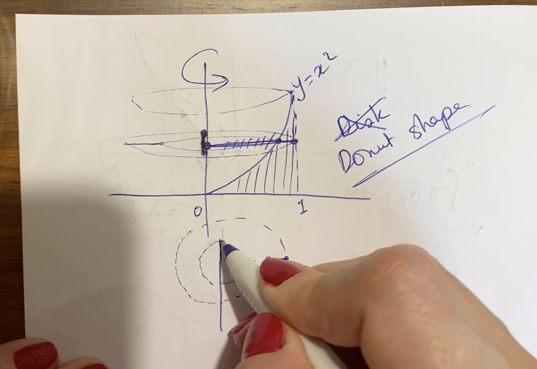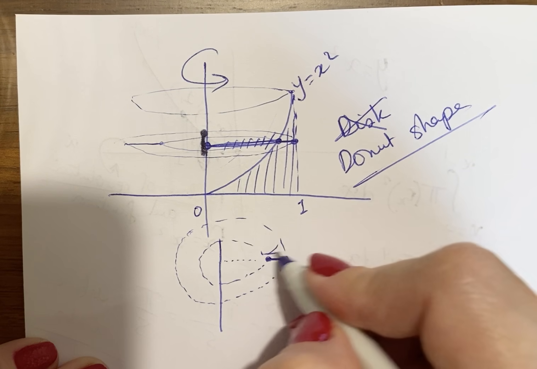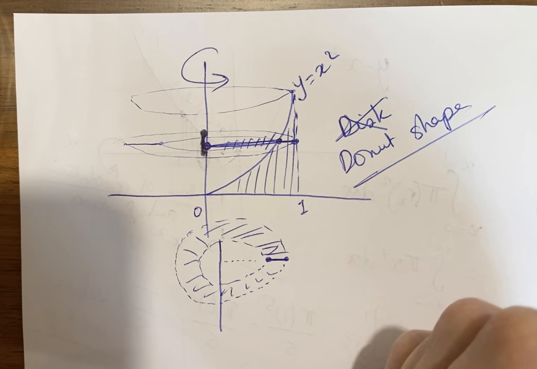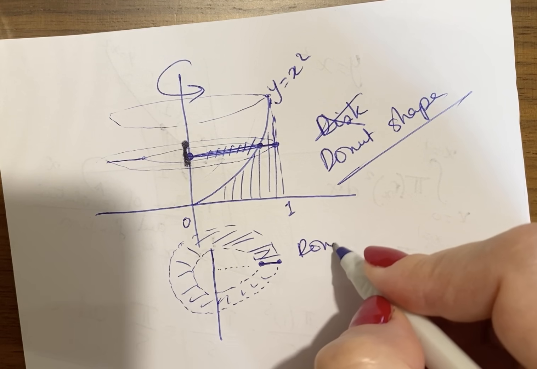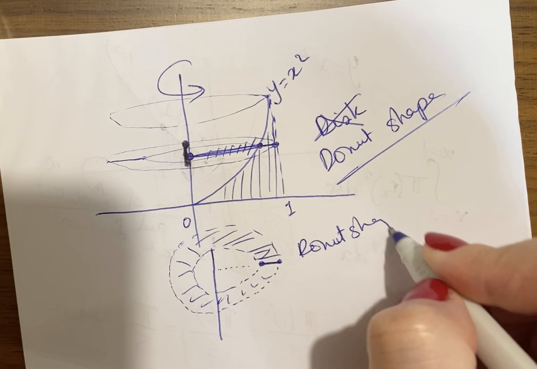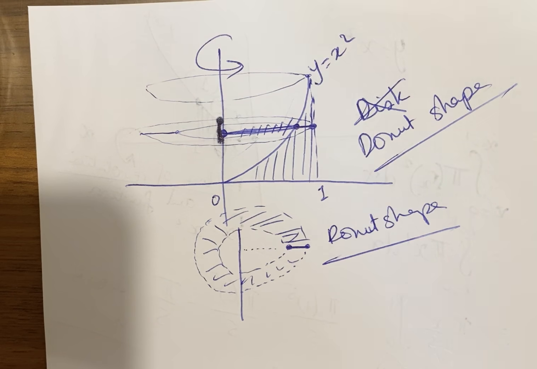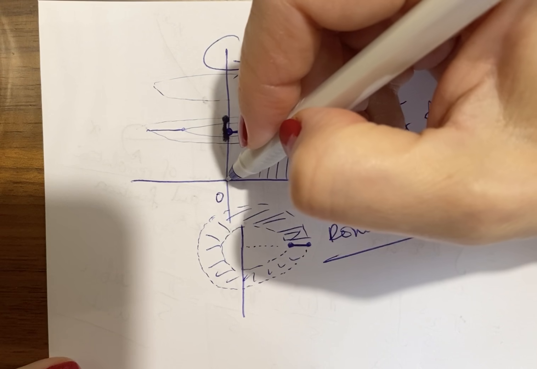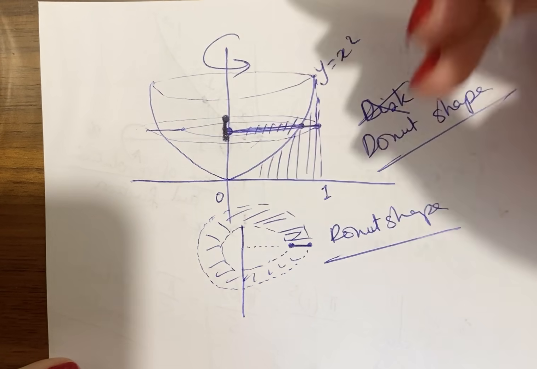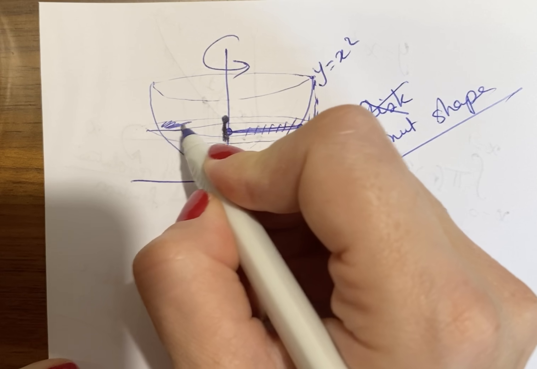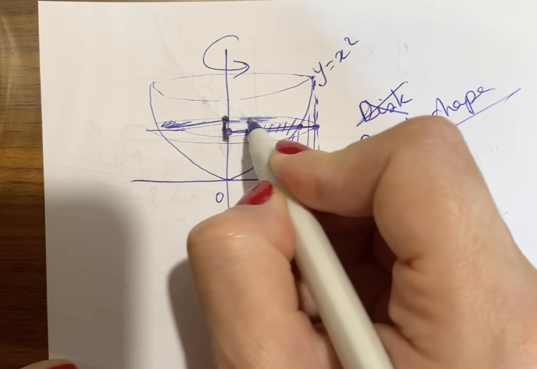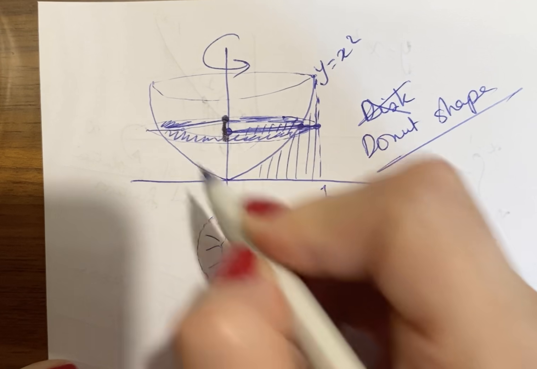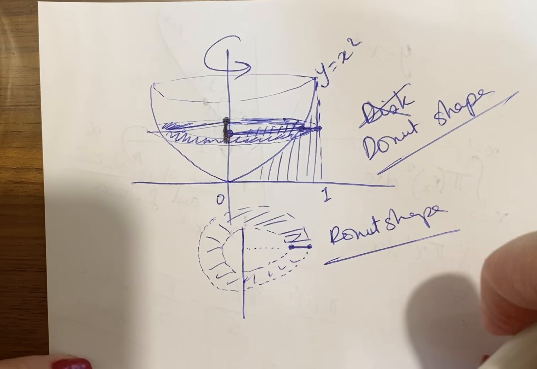What will I get? I will not get a disc shape anymore, because this is what will be filled and this inside will be empty. So what will I get? I will get a donut shape. How do I solve this problem? How will I get the volume then of a solid of revolution that is hollow? So you will see it will be filled from here because of the rotation, but it will be hollow from inside.